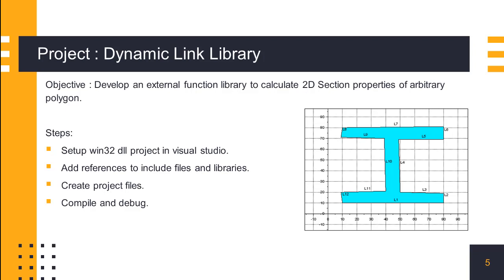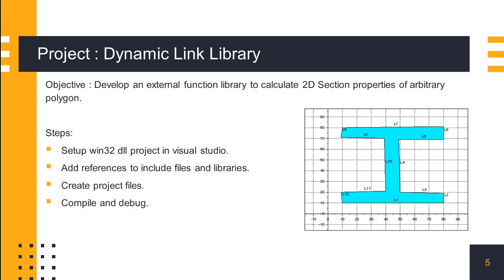Now, we take a simple example to develop an external function library in Visual Studio, for calculating sectional properties of arbitrary polygons. We have already developed the GUI for displaying the polygon, and now, we will develop the function to calculate area, center of mass and moment of inertia for the 2D polygonal shapes.